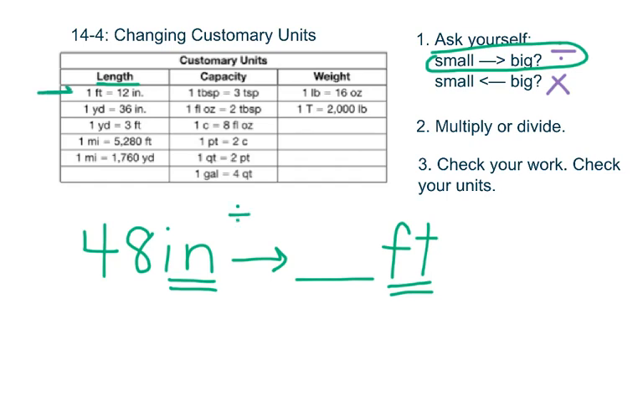I'm going to look for the conversion. In this case, there are 12 inches in 1 foot. So I'm going to divide by 12. 48 divided by 12 is 4. The last step that I need to do is to check my work and check my units. So let's think about this. If I have 48 inches and I'm going from that smaller unit to feet, which is a larger unit, it makes sense that I would have fewer of those units. I'm also going to use my conversion table to check. I am in fact actually going to be dividing by 12. My units and my work look good. I'm all set.